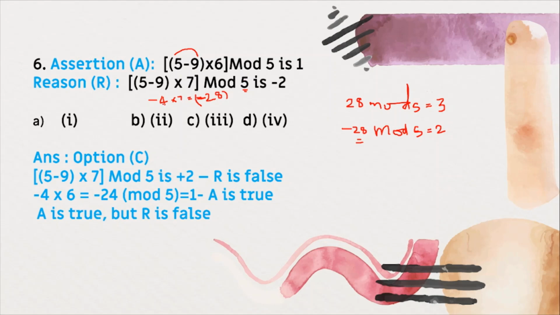Remember, wherever you divide a minus number, you take the modulus of the negative number, round it off to the next bigger number, and write the remainder in the positive sense. So the reason is not true. So directly go for option C.